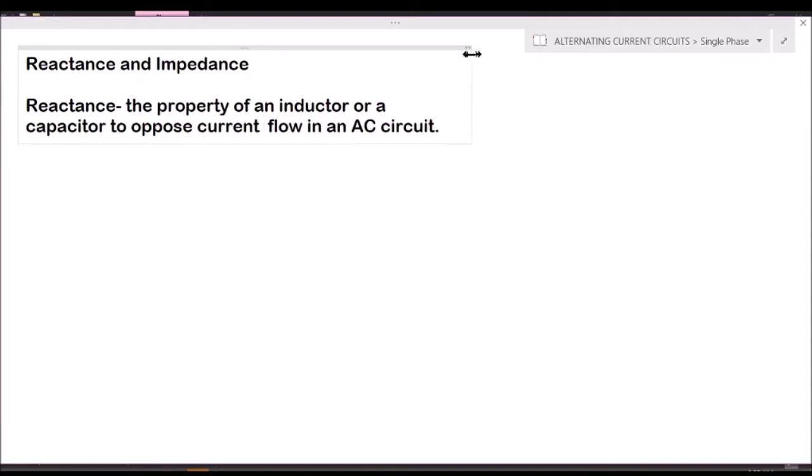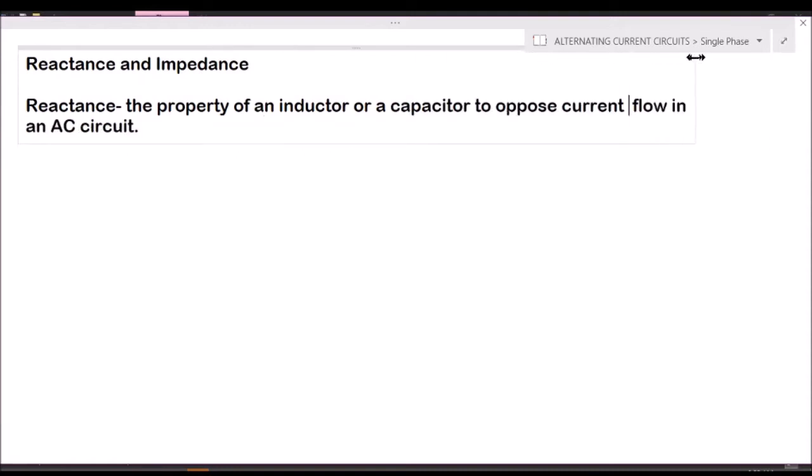Let's write first the definition of reactance. Reactance is the property of an inductor or a capacitor to oppose current flow in an AC circuit. So basically, reactance is like resistance. It is the property to oppose or hinder or obstruct or slow down the flow of current in a circuit. But reactance is only present in an AC circuit, or if your supply is an AC supply, and it is only present on inductors or capacitors.